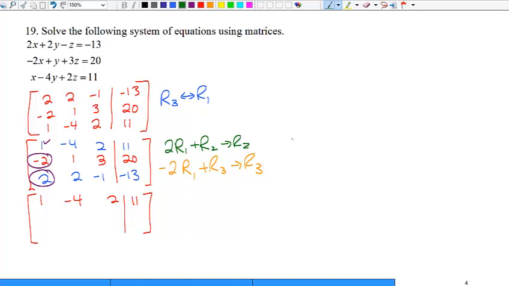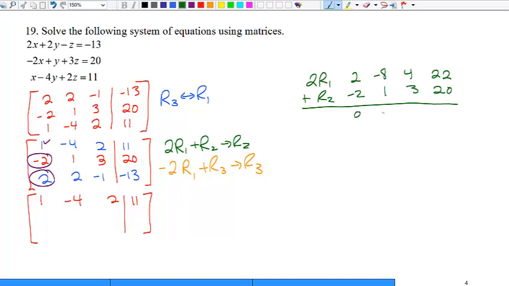So for the green operations, I can either do this horizontally or vertically. I don't really care which way you choose to do it. Just pick a way that you like. I'm going to do one way and then the other so you can see them and decide which one you like. I would call this one vertically, I guess. So I'm going to take 2 times row 1. So I take row 1 and multiply it by 2. So 1 times 2 is 2. Negative 4 times 2 is negative 8. 2 times 2 is 4. 11 times 2 is 22. And then I put row 2 underneath it, and then I add down. So row 2 becomes 0, negative 7, 7, and 42.